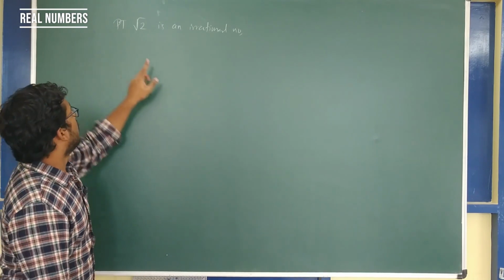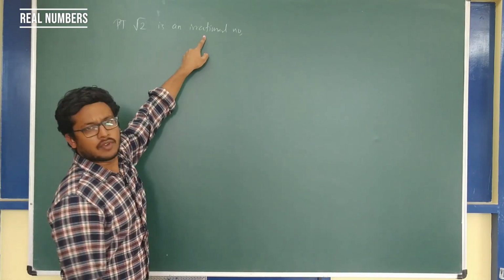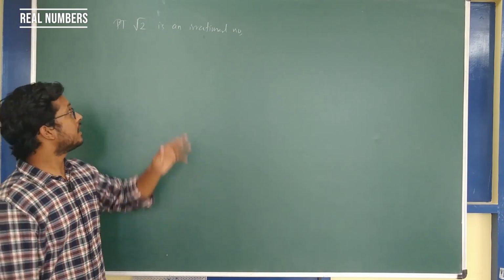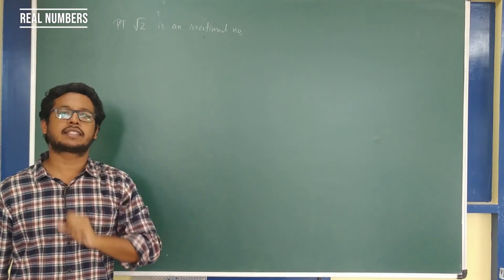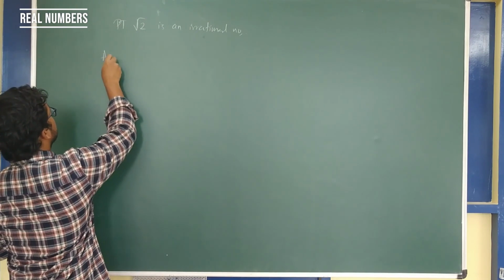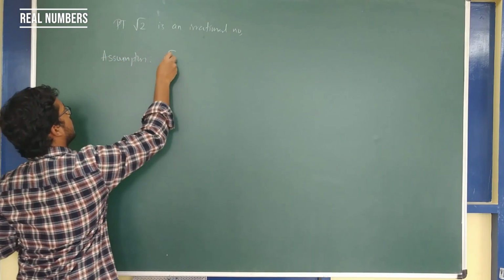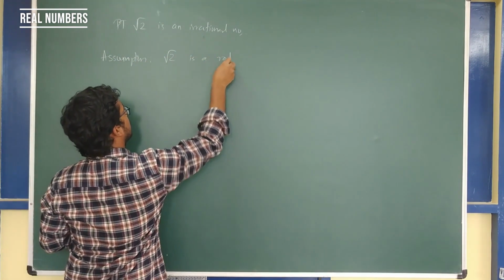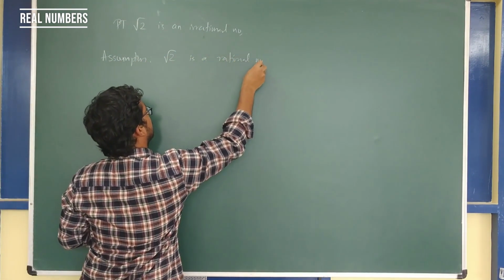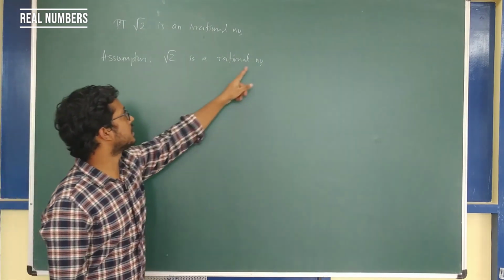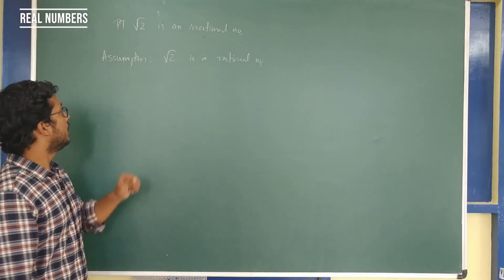Since we have to prove square root 2 is an irrational number, we will start with an assumption saying that square root 2 is a rational number. So this is our assumption. The assumption here is that square root 2 is a rational number. So we will start off with this one.